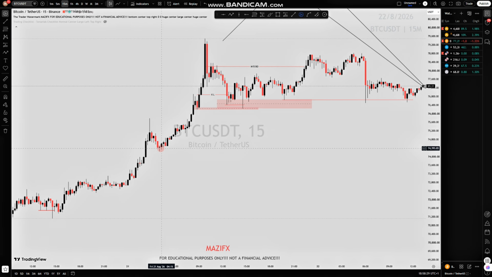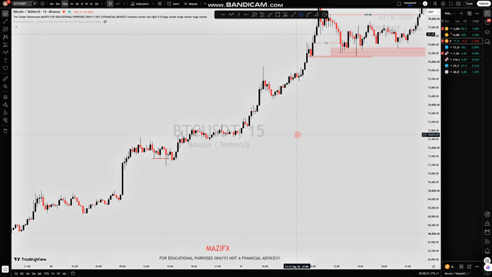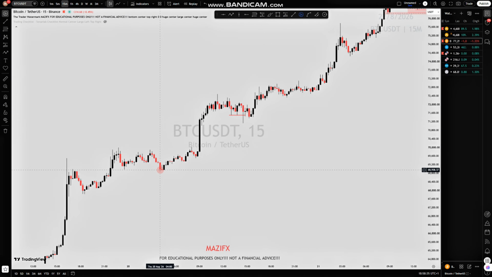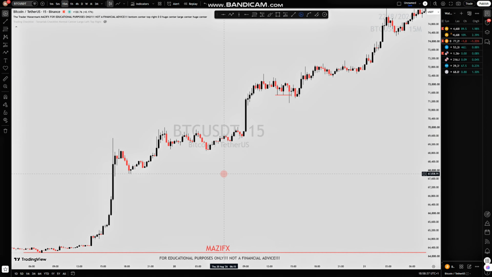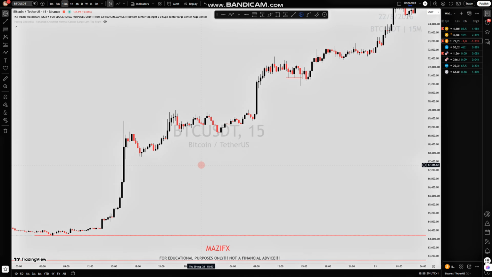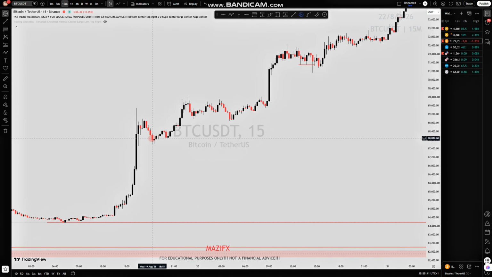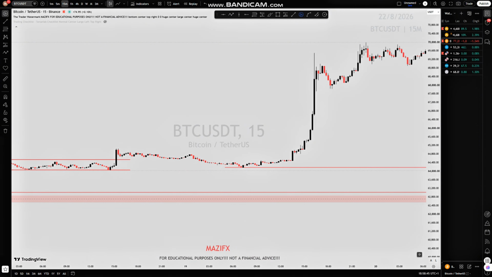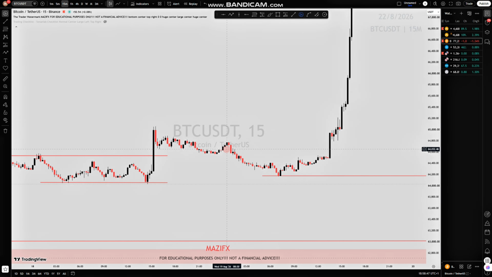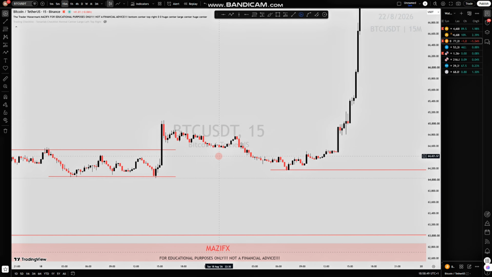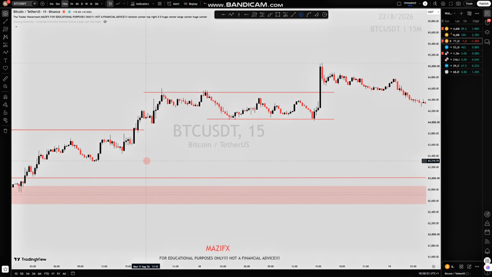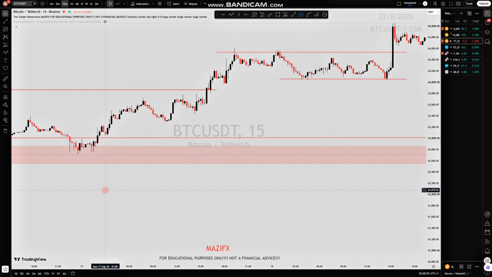I just spotted one. This is a Morningstar. Okay. That's a Morningstar. This is also a Morningstar. That is also a Morningstar. Oh, tweezer. Beautiful. Okay. That is also a Morningstar.